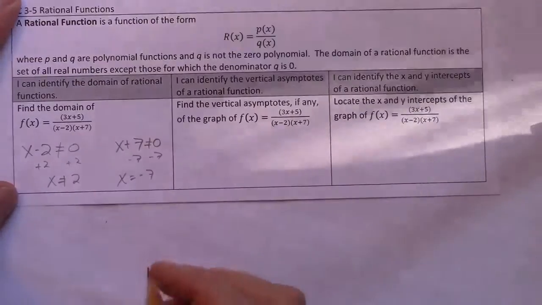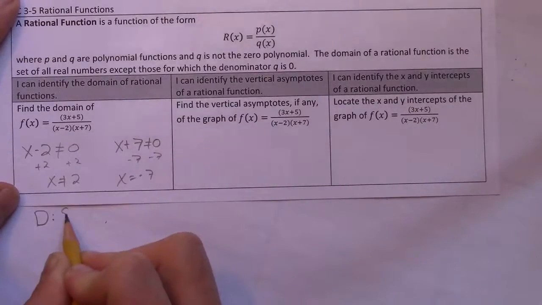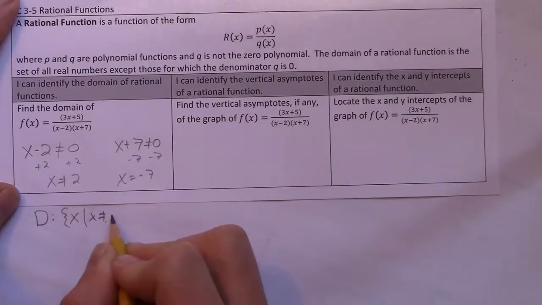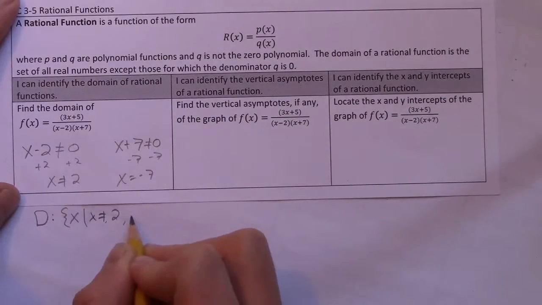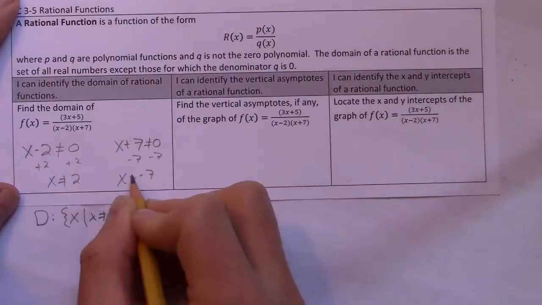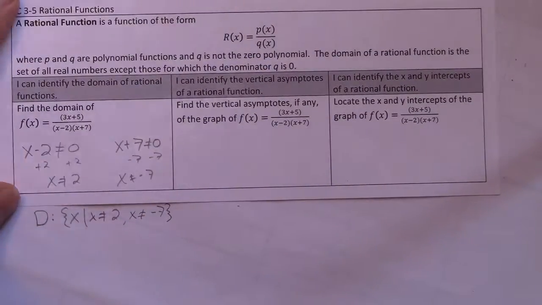Okay, but I need to write the domain. And we learned 2 different ways to write the domain. The domain is the set of all x's such that x does not equal 2, and x does not equal negative 7. So that would be in set builder notation or set notation.